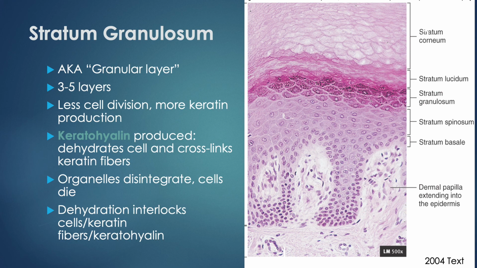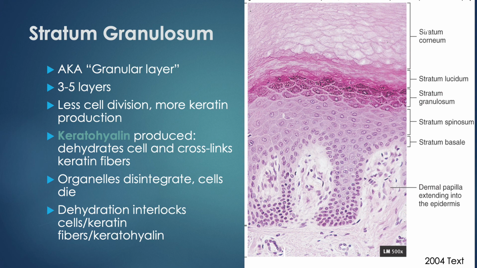Moving up superficially one more layer, we have the stratum granulosum, or the granular layer. You can see that the cells in this area do have granules in them that are different from the cells both above and below. This is only about 3 to 5 layers thick, and there's less cell division here than in the stratum spinosum, and even less than compared to the stratum basale or germinativum.